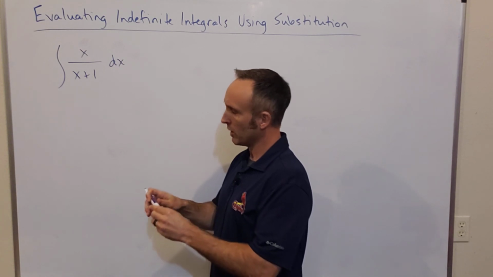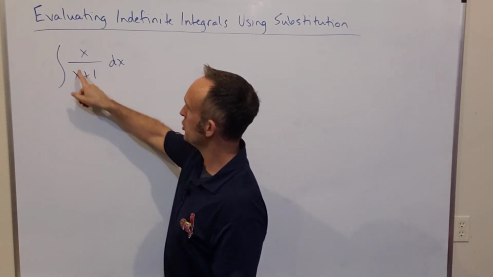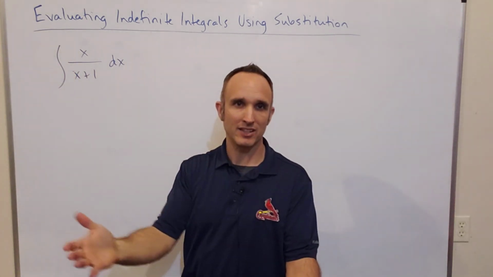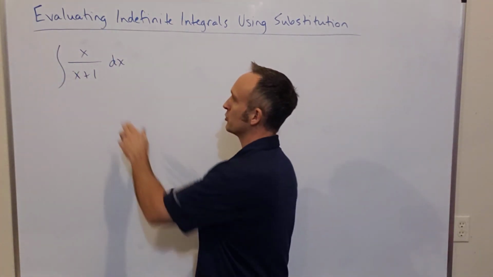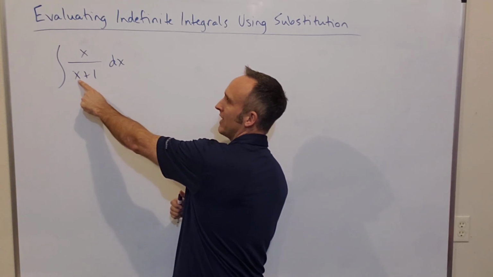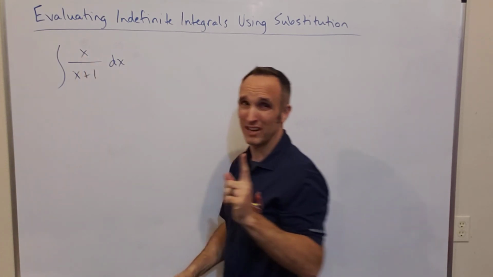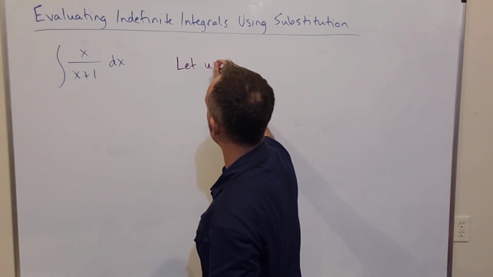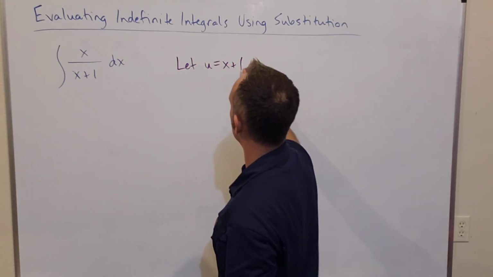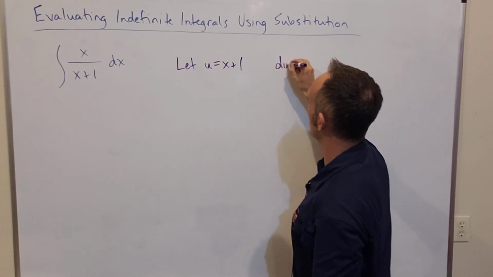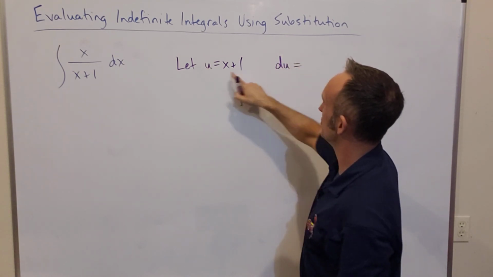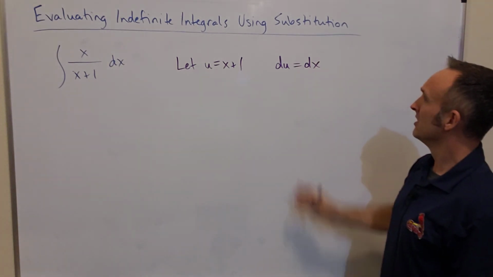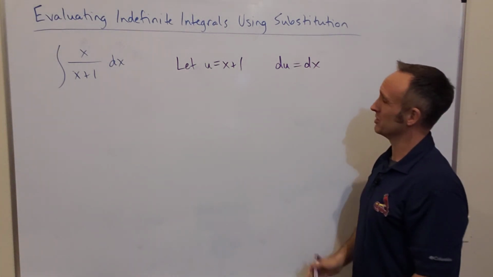So what I'm going to do is let u be the x plus 1, because that would be 1 over u, and I know the antiderivative of 1 over u. The trouble is the derivative of x is not going to give us this x, so we're going to have to see how that plays out. So let's let u equal x plus 1, and then if I differentiate both sides, I get du equals dx plus 0, so just dx. Okay, so du and dx are equivalent here, which is interesting.